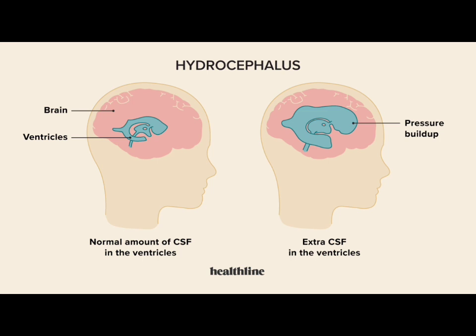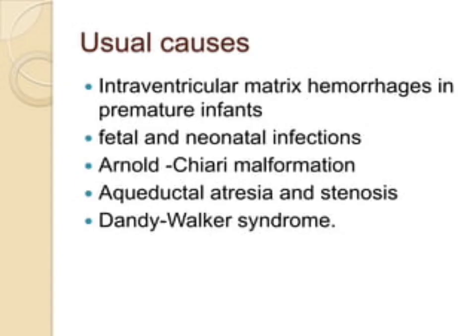3. Posthemorrhagic hydrocephalus in premature infants. Premature infants are at risk of developing hydrocephalus, particularly after intraventricular hemorrhages. The bleeding can lead to scarring and blockage within the ventricles, resulting in hydrocephalus.